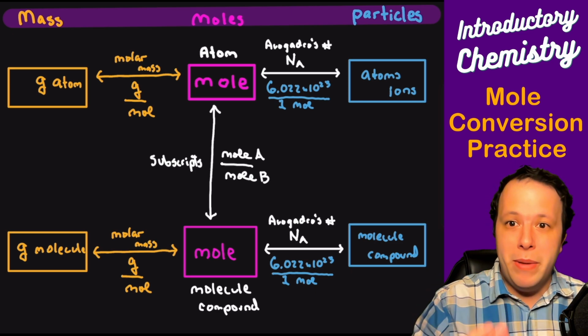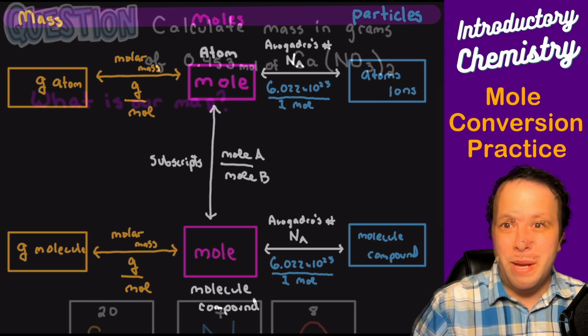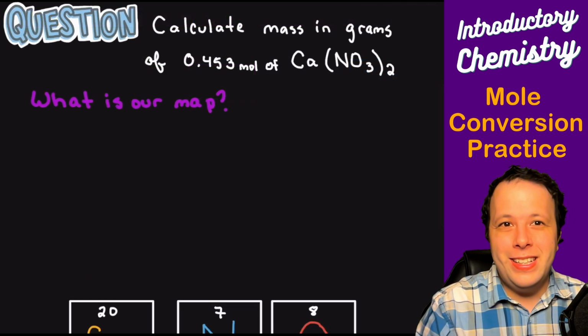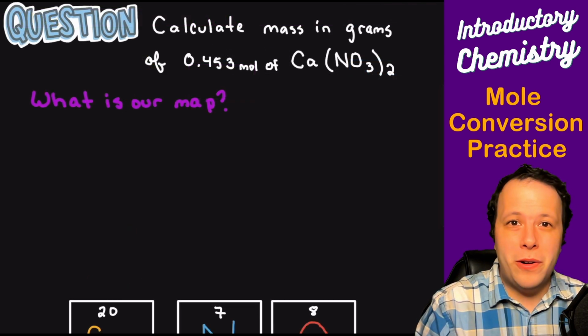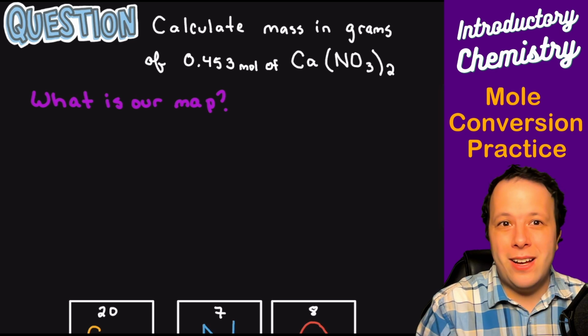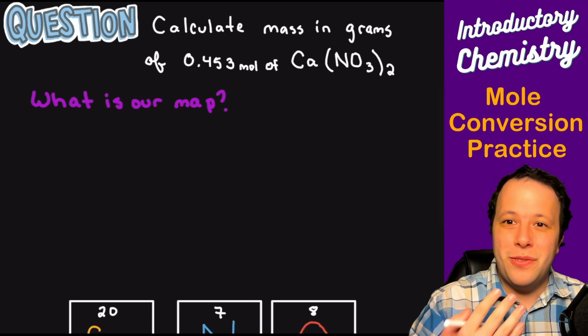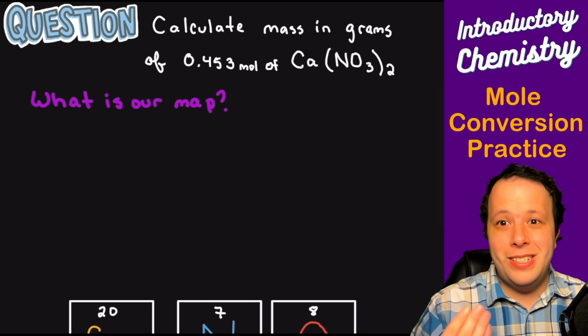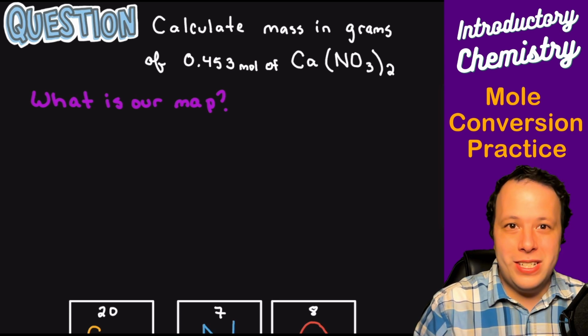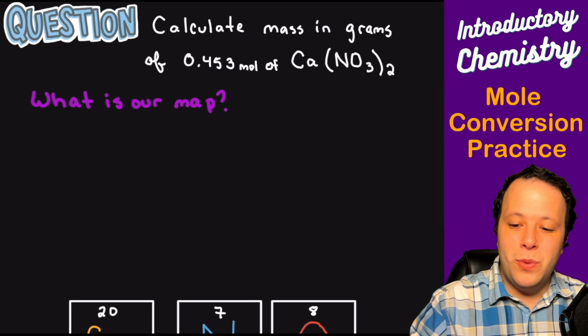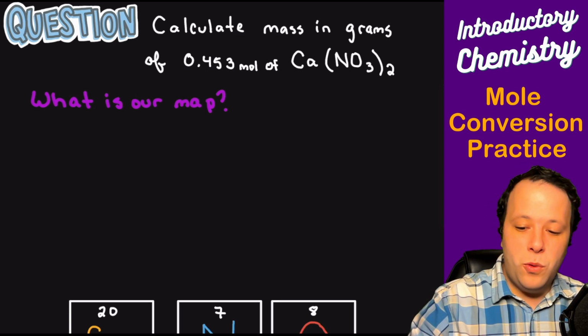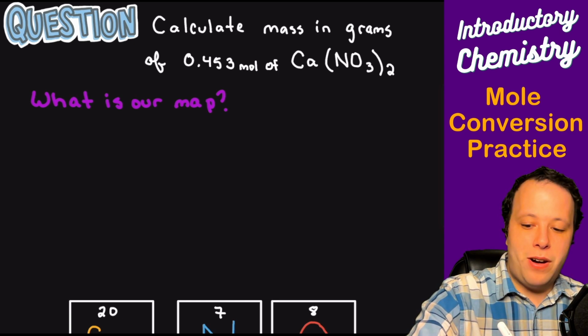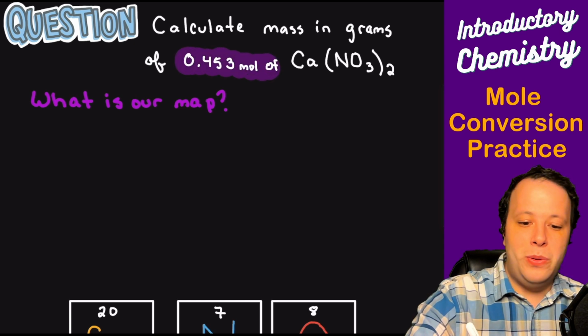So we're going to go through many examples using our mole map. The first problem: calculate the mass of 0.453 moles of calcium nitrate. So the first thing you want to do is, what is your map? How can you try to see what these units are? Well, first thing is, what exactly are we starting with? So you can see in this problem, we are starting with moles of calcium nitrate.